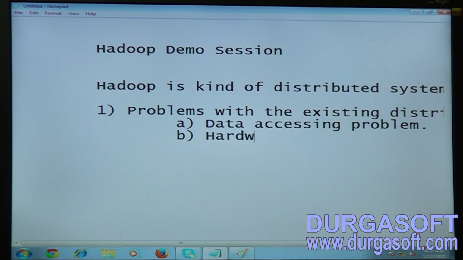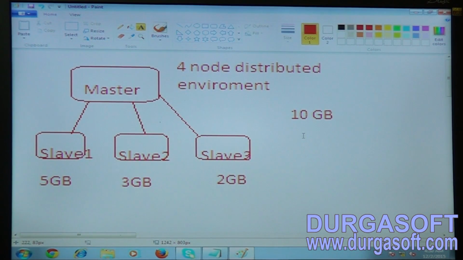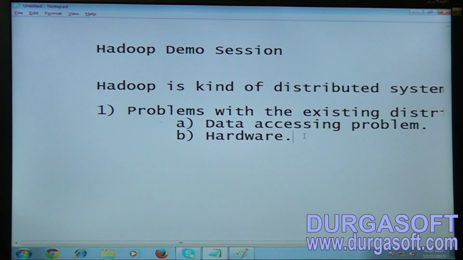hardware. Whenever we are going to set up some distributed environment, we need to purchase licensed servers or some licensed kind of hardware environment to build the cluster. So it's obviously an expense for the project as well as the company and the users. So the problem here is hardware.